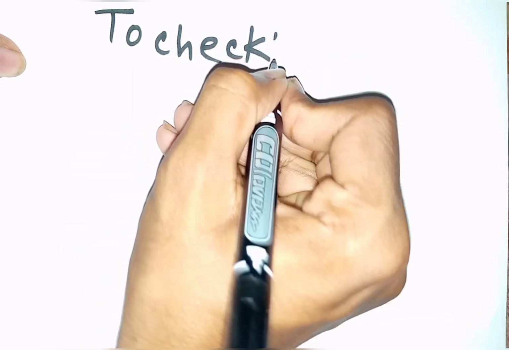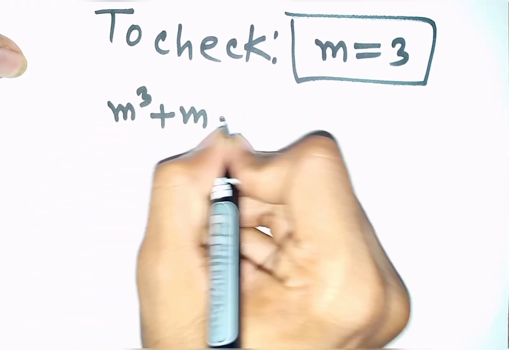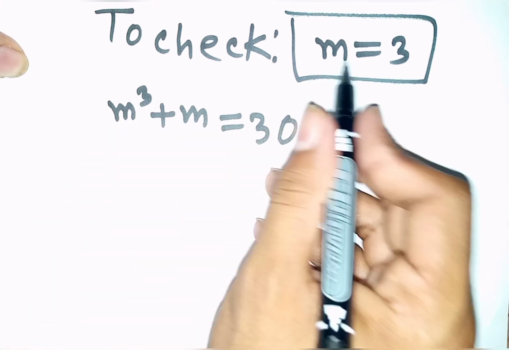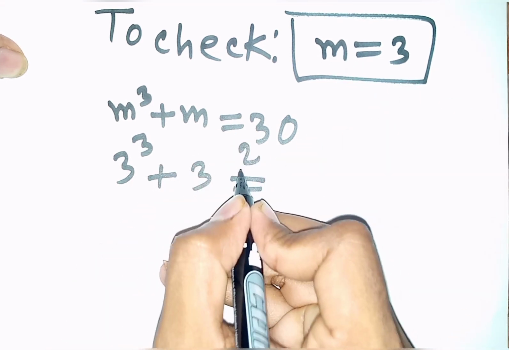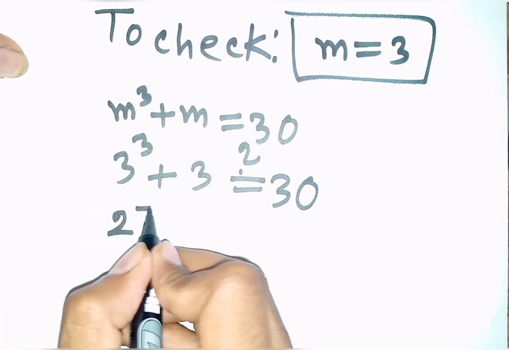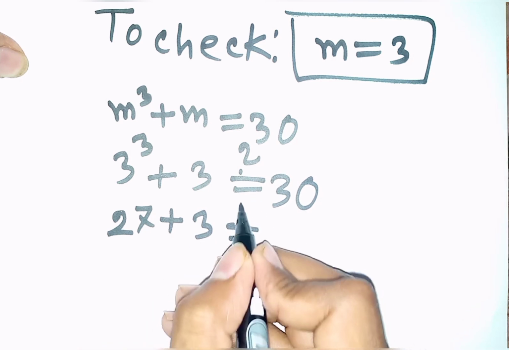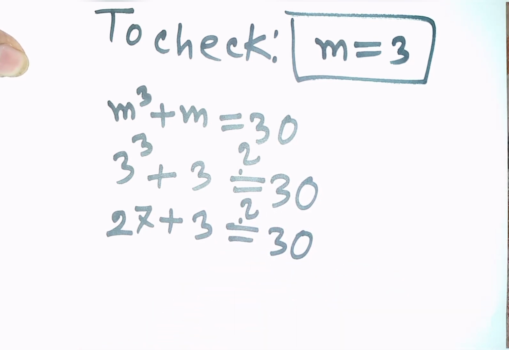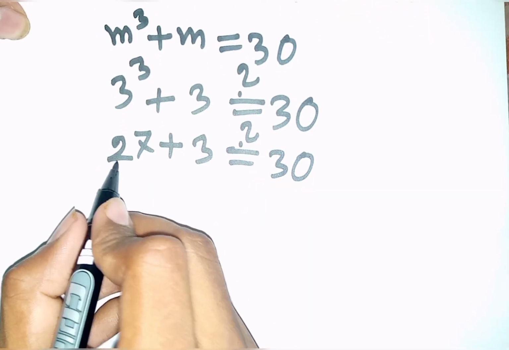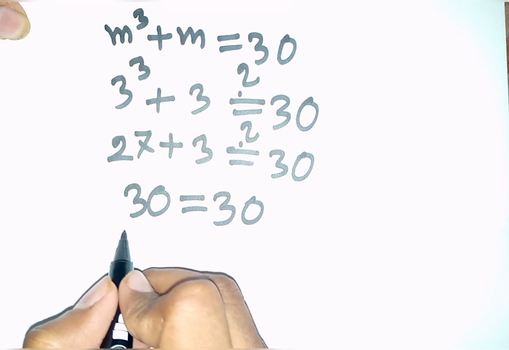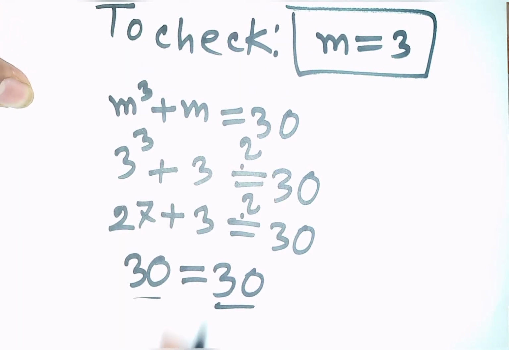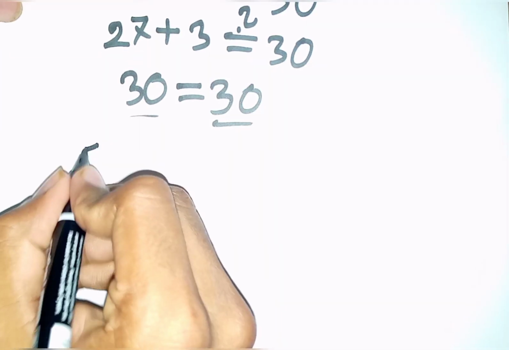Now to check for m is equal to 3, our equation m cube plus m is equal to 30. So you can write here m power 3, that means 3 power 3 plus m, that means 3, then is equal to 30. Now 3 power 3, that means 27 plus 3, then is equal to 30. Now we can write here 27 plus 3, that means it will be 30, is equal to 30. So 30 is equal to 30, left side is equal to right side. So our correct and final answer will be m is equal to 3.